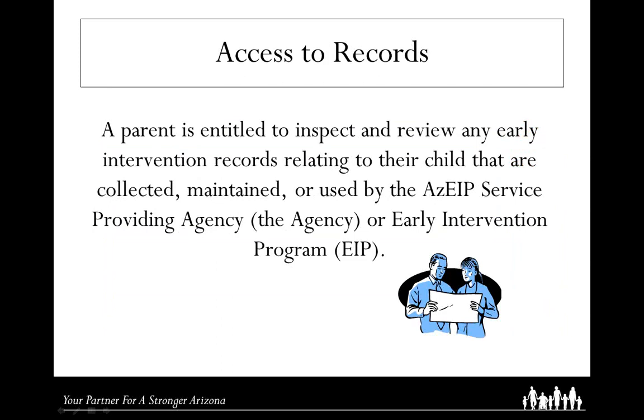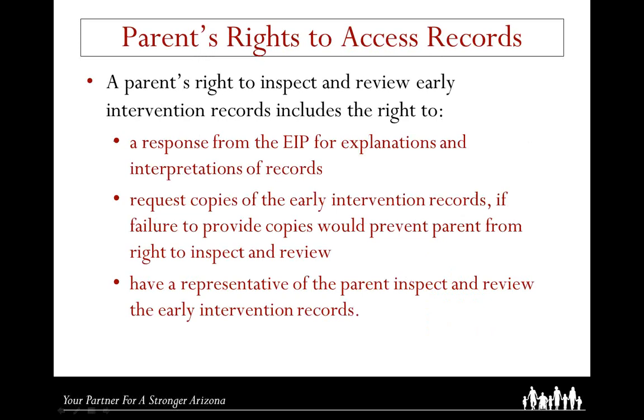The AZIP Service Coordinator is responsible for explaining to a parent his or her rights to inspect, review, and have a copy of his or her child's early intervention records. This information is also included in the Family Rights Handbook. A parent's right to inspect and review early intervention records includes the right to a response from the EIP for explanations and interpretations of records, and to request copies of the early intervention records if failure to provide copies would prevent the parent from exercising the right to inspect and review. It also includes the right to have a representative of the parent inspect and review the early intervention records.